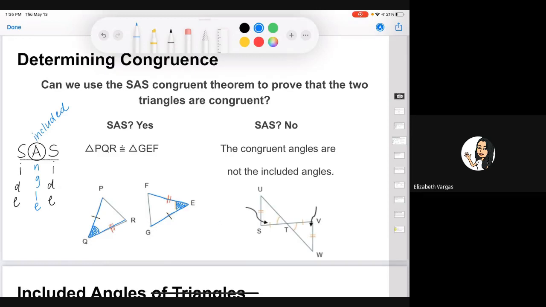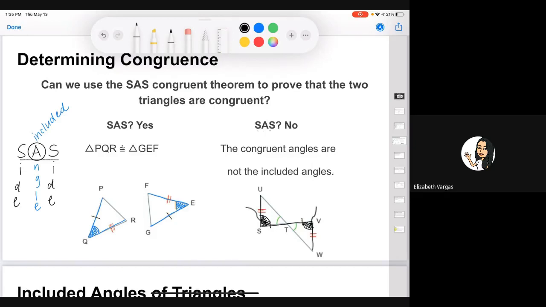But what about this example? Can I use the side angle side theorem to prove that these two triangles are congruent? Well, I do notice that I have one side which is congruent to another side, this side which is congruent to this side, and I do have an angle which is congruent to this other angle. But what I notice is those two sides that were congruent to each other, they form this angle right here, not that green angle. And these two sides form this angle right here, not this other angle. And so therefore, that green angle is not the included angle. And so therefore, I cannot use the side angle side theorem to prove that those two triangles are congruent.